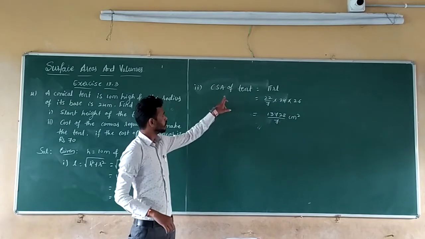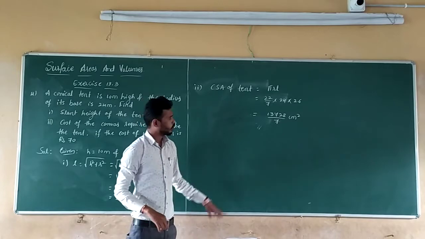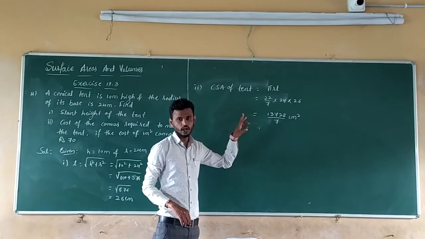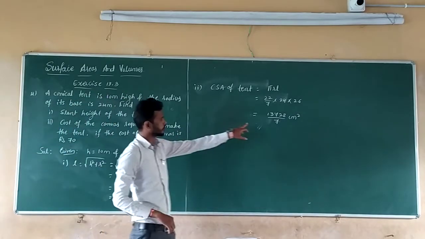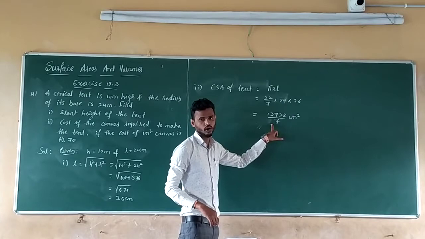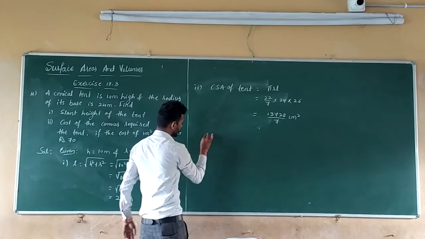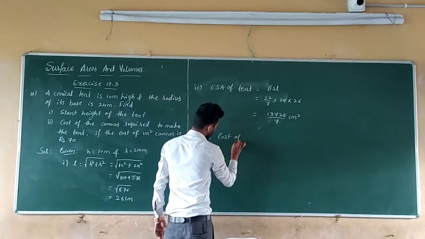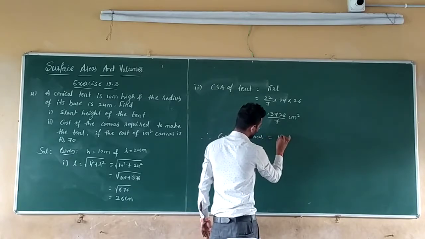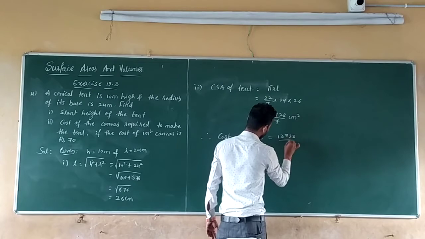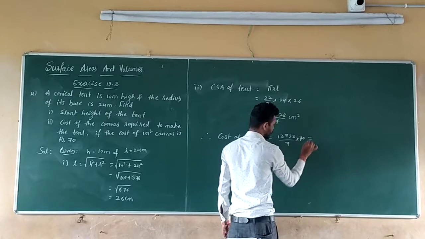So it means the canvas required to cover the tent. Now, 1 meter square of canvas is how much rupees? 70 rupees. This much area of canvas is required, so for the cost we multiply the area by the cost. Therefore, cost of canvas equals 13,728 divided by 7 into 70.